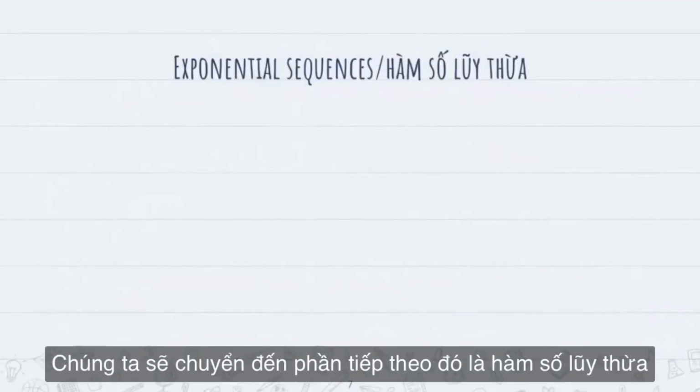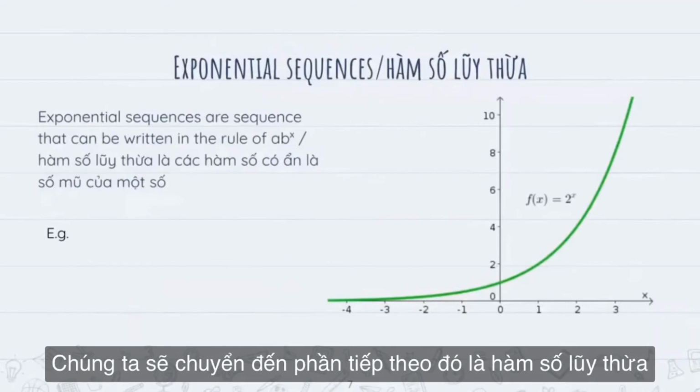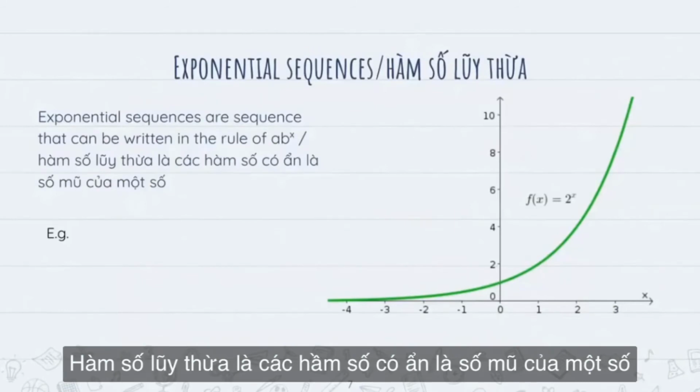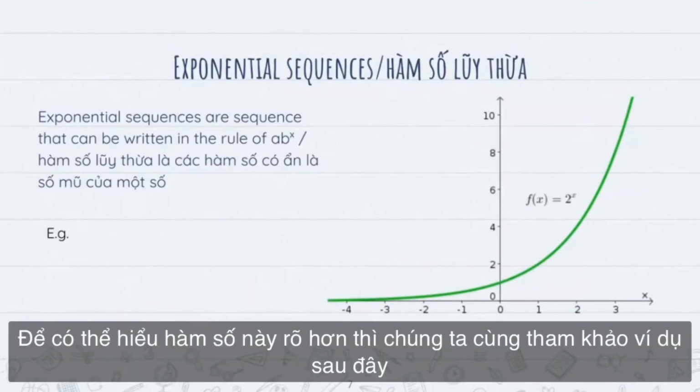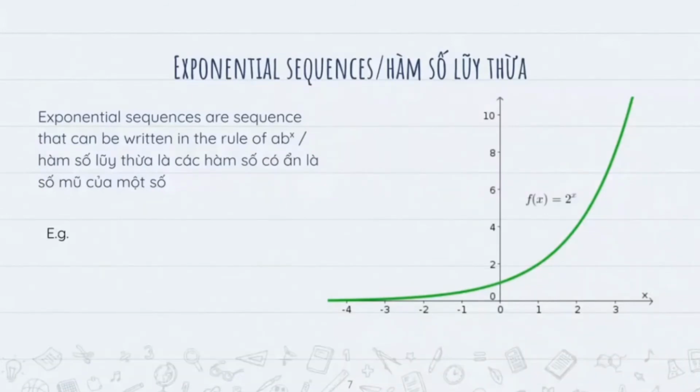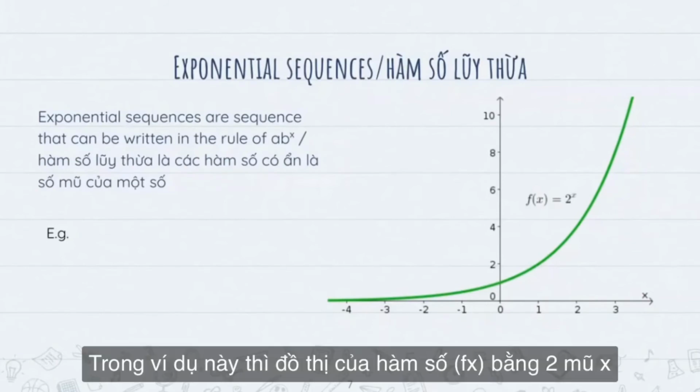More about sequences, we're going to talk about exponential sequences. Exponential sequences are sequences that have the variable as the power, and they could be written in the form of ab to the power of x. Here we have an example. If you plot an exponential sequence onto a graph, it will start from 0 and go to positive infinity. And an example of how to write it, here you could see the function of the graph is f(x) equals 2 to the power of x.